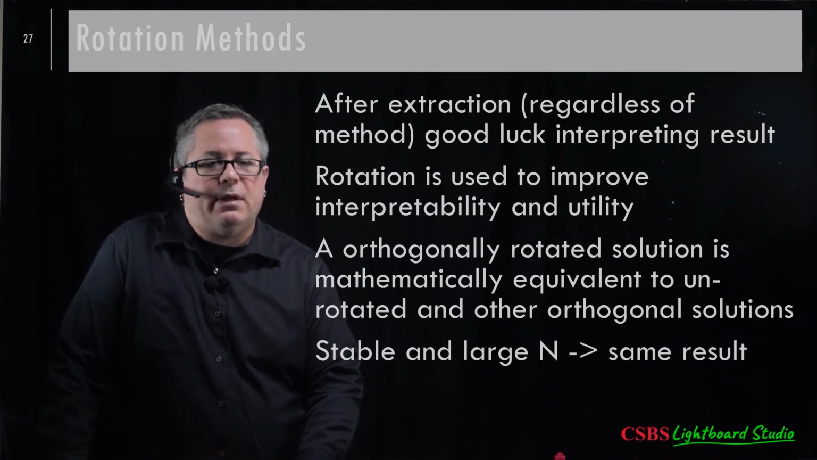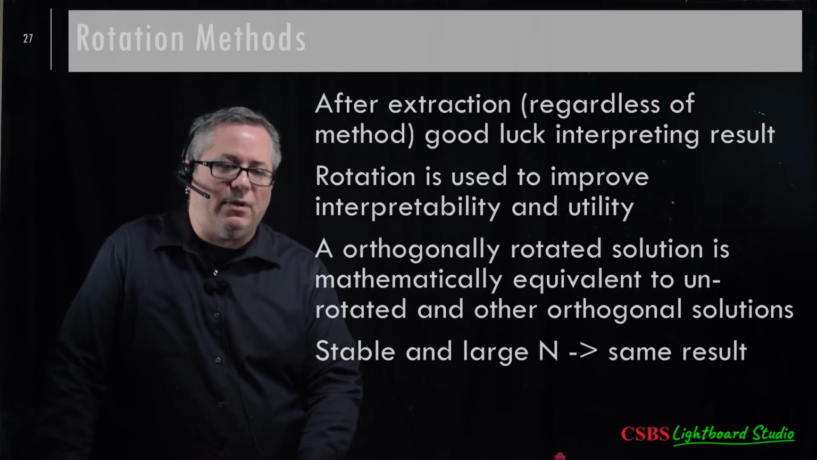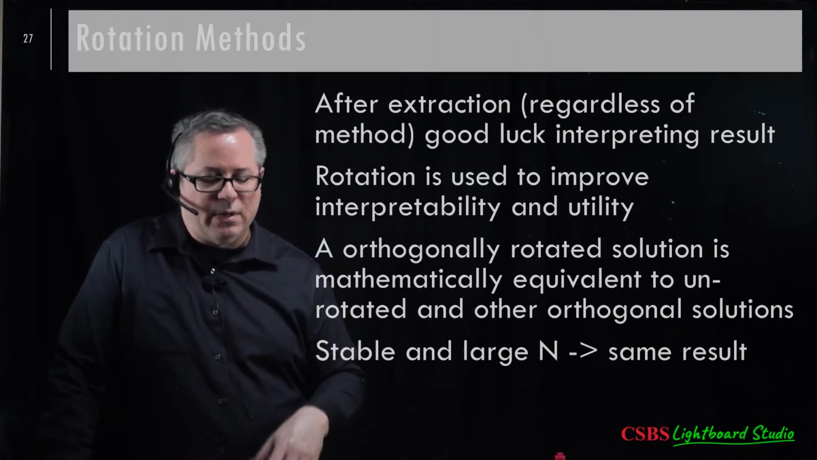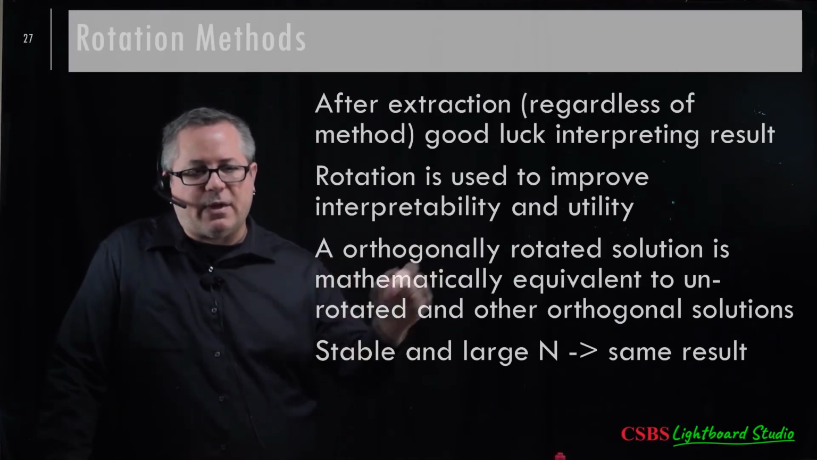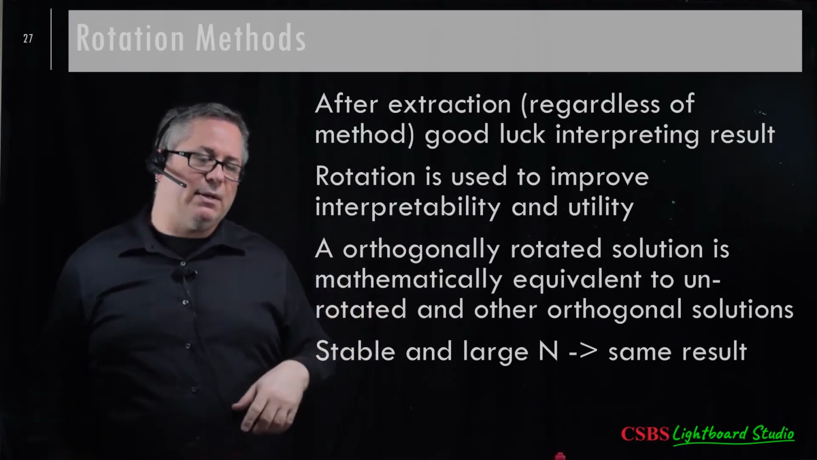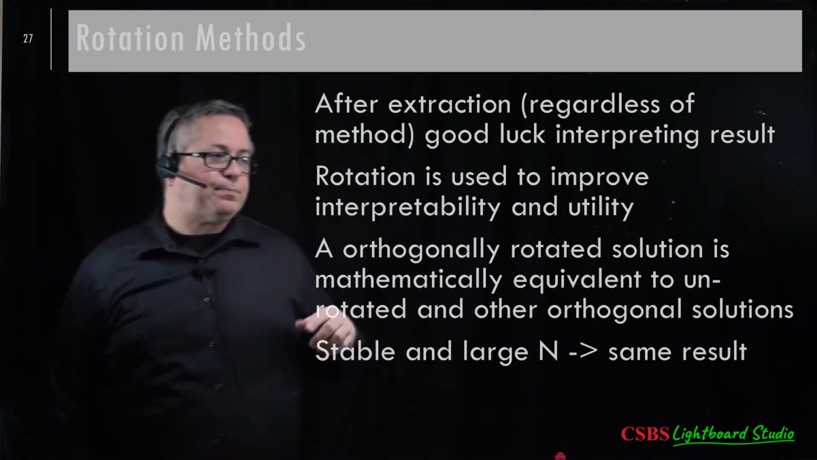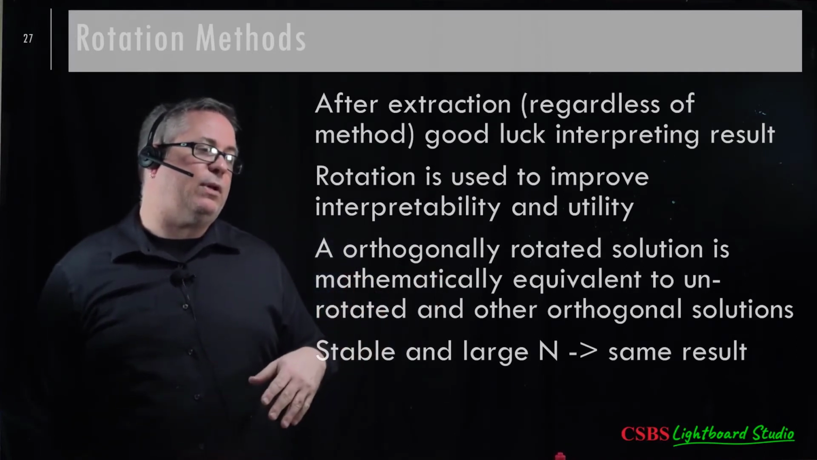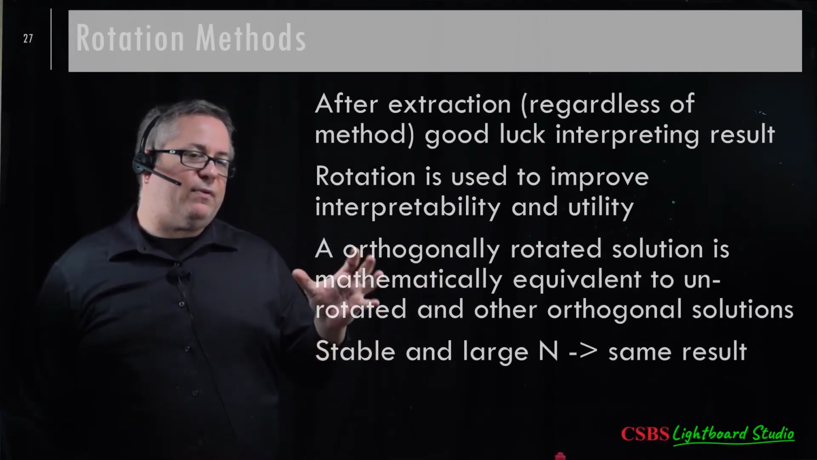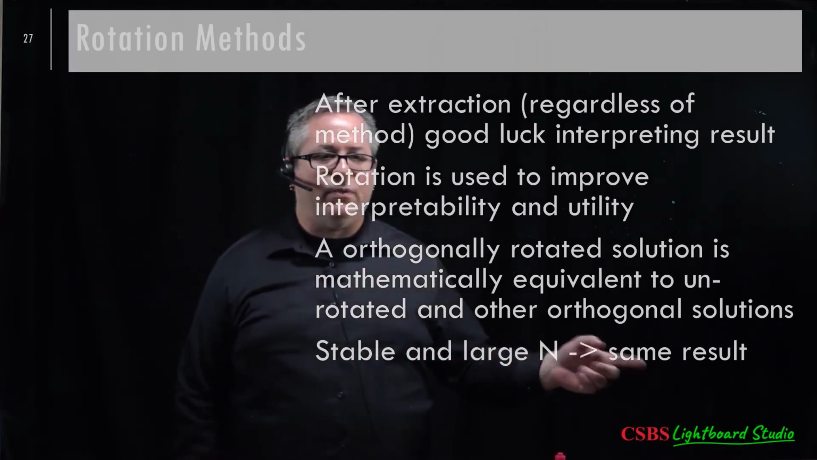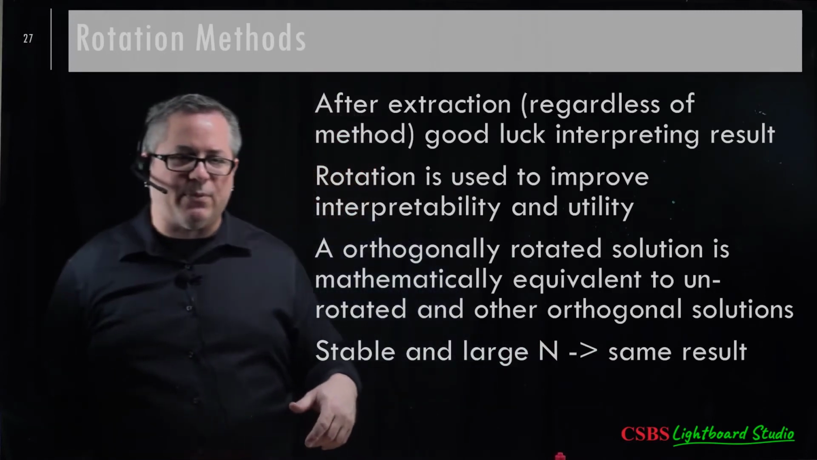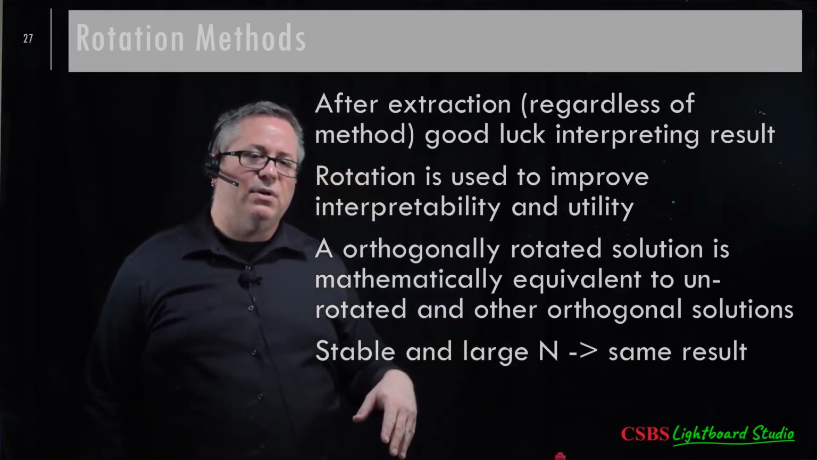An orthogonally rotated solution is mathematically equivalent to the unrotated one, and I showed you that in the lab a little bit. As we looked at the rotated matrix, I could still sum and square the loadings and get the same communality. So it holds the communality constant and rotates things around, spreading the variance from one factor to the other, but mathematically it stays equivalent. If you have a stable and large n, you should get the same result regardless of the type of rotation you choose.